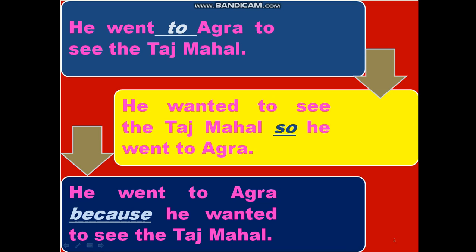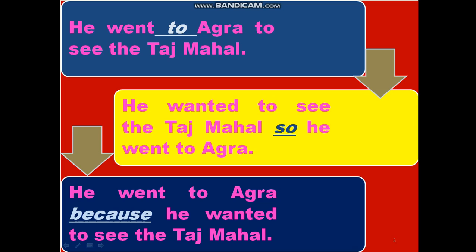Now come to the third sentence. This sentence also has two clauses. He went to Agra and because he wanted to see the Taj Mahal. Now there is use of the conjunction because. This is a subordinate conjunction because it makes this clause of the sentence dependent or subordinate to this part of the sentence. Here in a compound sentence we have two clauses that are independent in nature. Their relationship is not a complicated one, it is a simple one.